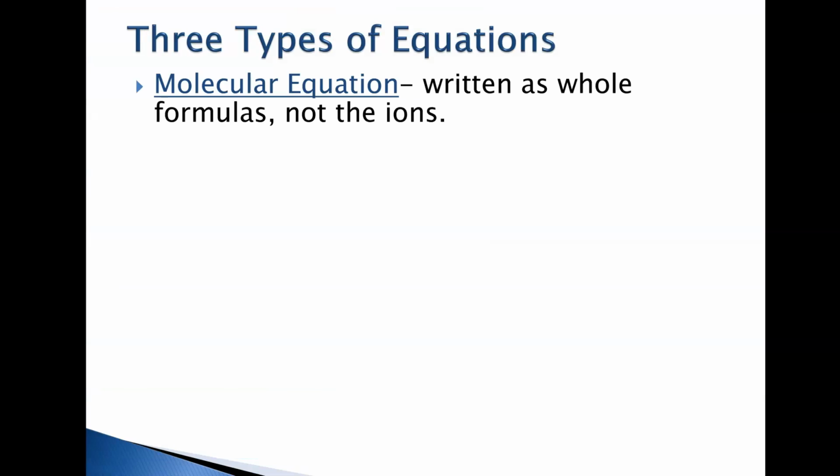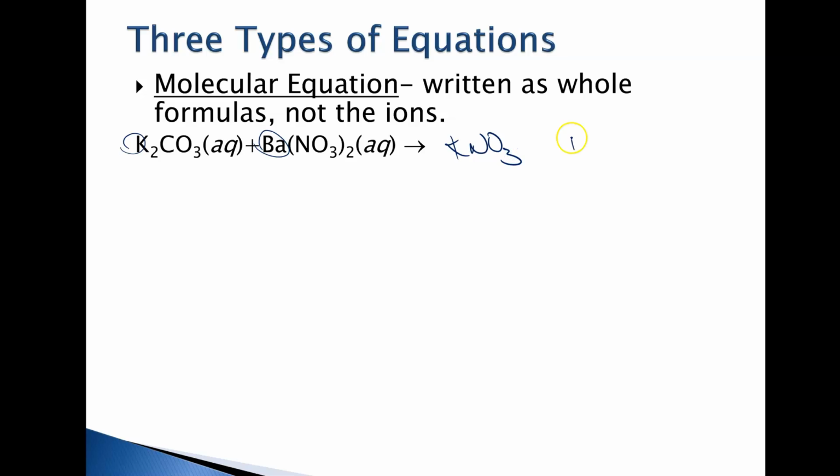Okay, so there's 3 ways of writing them. Molecular equations, which is what we just did. Drop and swap everything. So if I was to do this one, the Ba and the K trade partners, I'm going to get KNO3, drop and swap 1s, and BaCO3, drop and swap the 2s. This is my solid, this is my aqueous, and there are 2 of those. Okay, that's a molecular equation. That's what we've been doing all along.